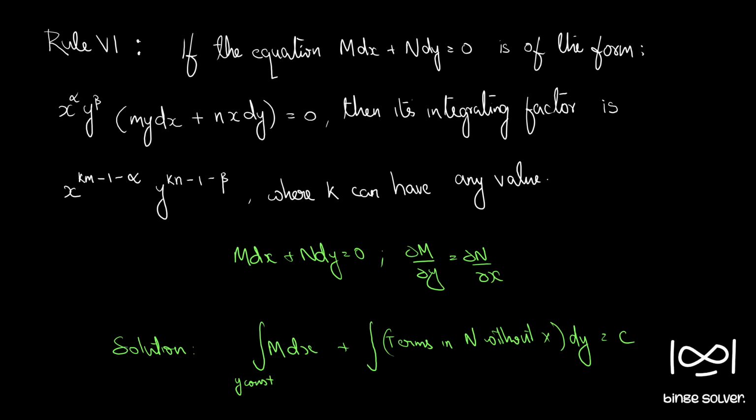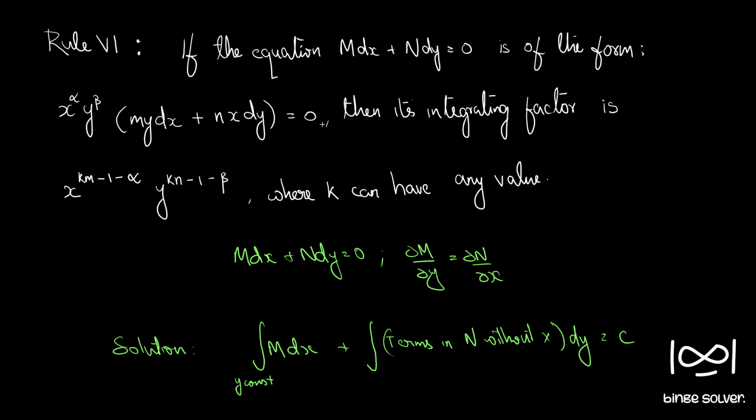So this is the last rule, rule 6, to find the integrating factor. Our equation is in the form M dx plus N dy equal to 0. And this rule applies in a specific case when the equation is in the form x raised to alpha into y raised to beta into (my dx plus nx dy) equal to 0.